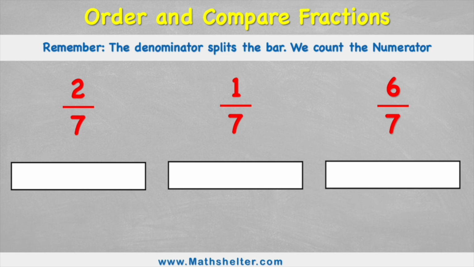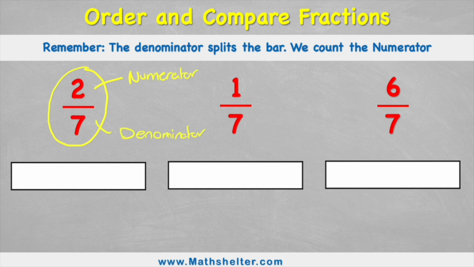Okay, so the thing we need to remember today is that the denominator splits our bar, or splits our whole, and then we're going to count the numerator. But that might not mean much at the moment, so let's first understand what numerators and denominators are. If we're looking at this first fraction, 2/7, the number on the top is what we call our numerator. And the number on the bottom is our denominator.